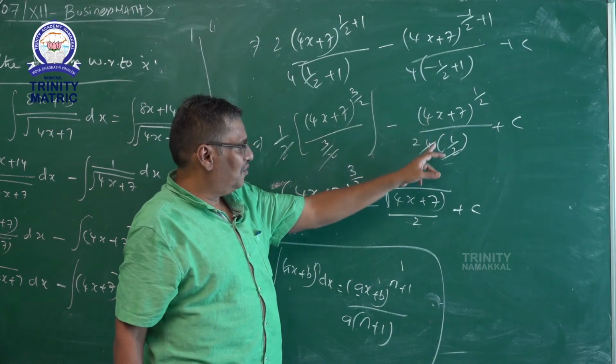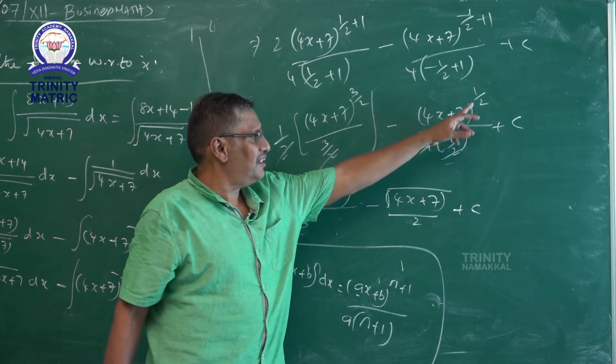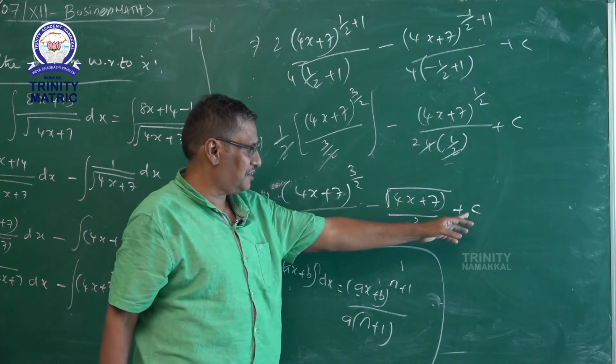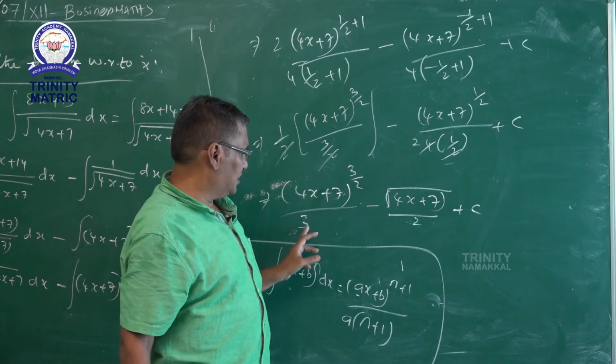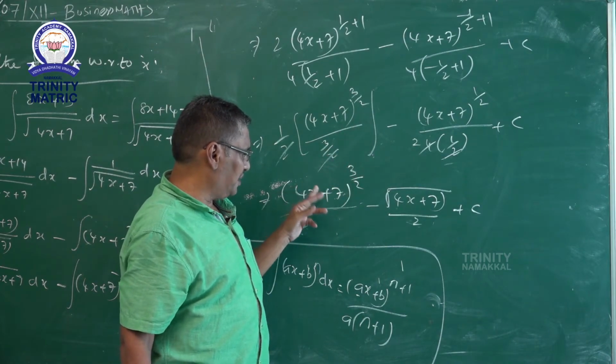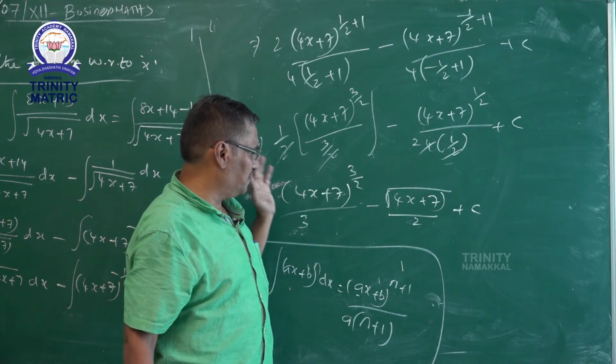So 4 into 1 by 2, we can simplify to 2. That square root of 4x plus 7 half means we can put the square root symbol, square root of 4x plus 7, plus c. So we can put (4x plus 7) to the power 3 by 2, plus 3. You can put further steps, but in your book they leave this answer as it is. So I am also leaving it.